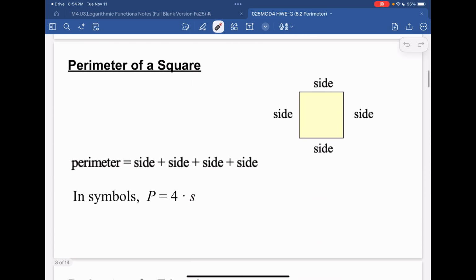With a square, all four of your sides are always going to be the same. And so you're just adding up all four of those sides. In symbols, you could say that it's one side times 4.